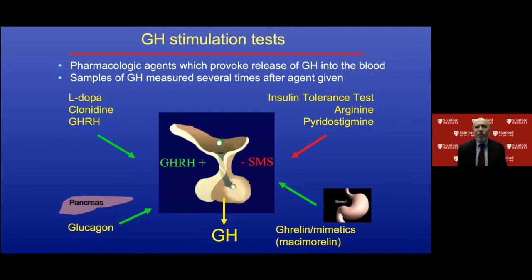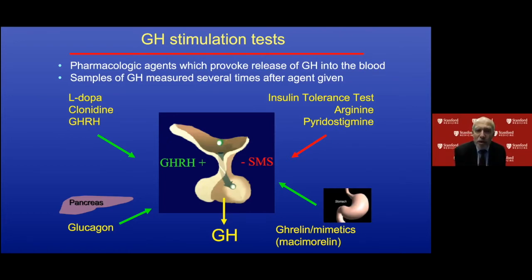Okay, now we have to get into how we make the diagnosis of growth hormone deficiency. Growth hormone, as you know, is secreted in pulses, and in adults it's mostly at night, so if we were just to get a single growth hormone level at any given time, it would likely be extremely low, and we can't make the diagnosis that way. Instead, in most cases, we have to do a growth hormone stimulation test.